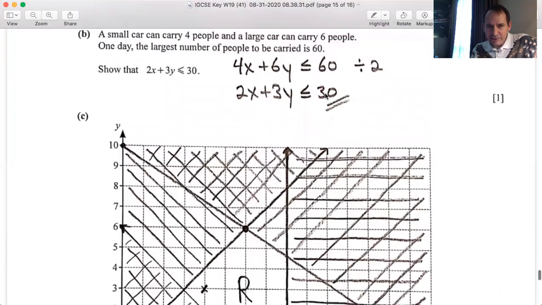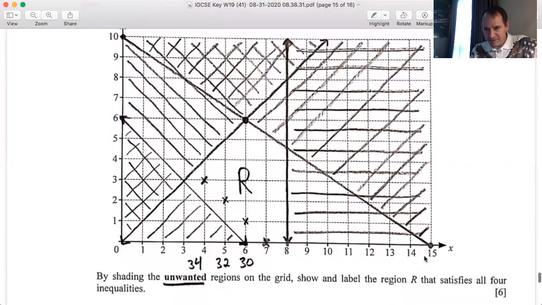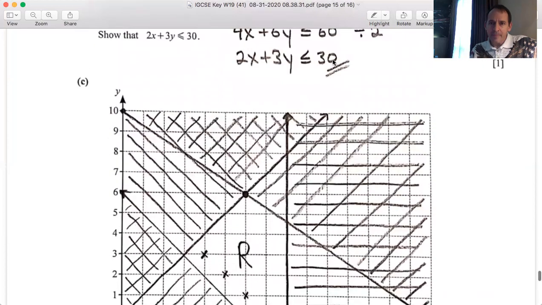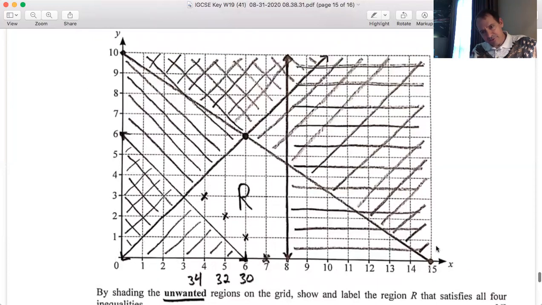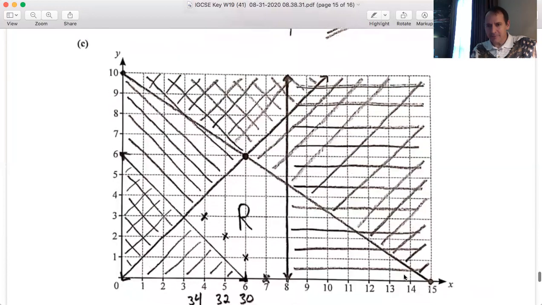And then this equation right here, 2x plus 3y is less than or equal to 30. Again, 30 divided by 2 is 15. That's this one right here. 30 divided by 3 is 10. That's this one up here. Connect those dots. And we want less, so we don't want the more or greater. So we shade above the line.